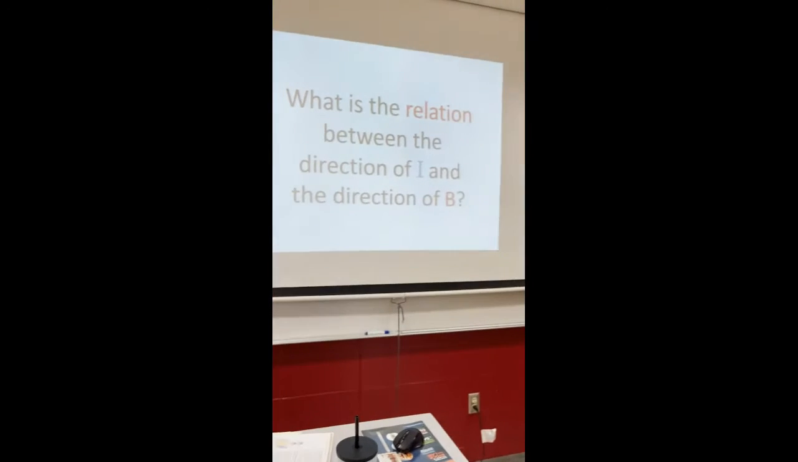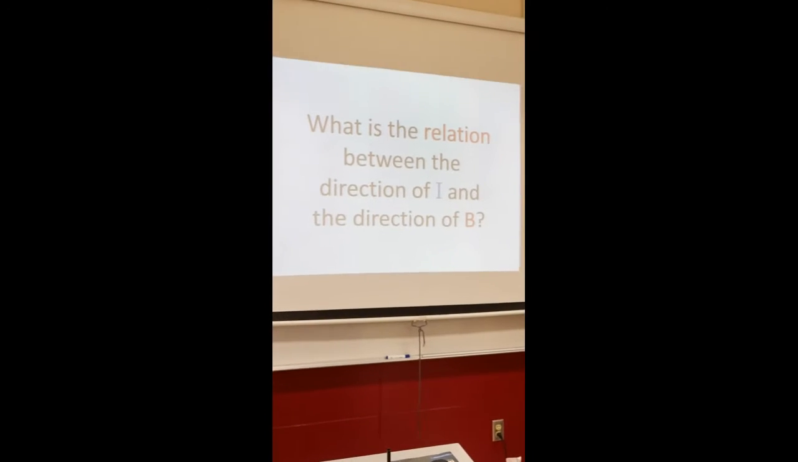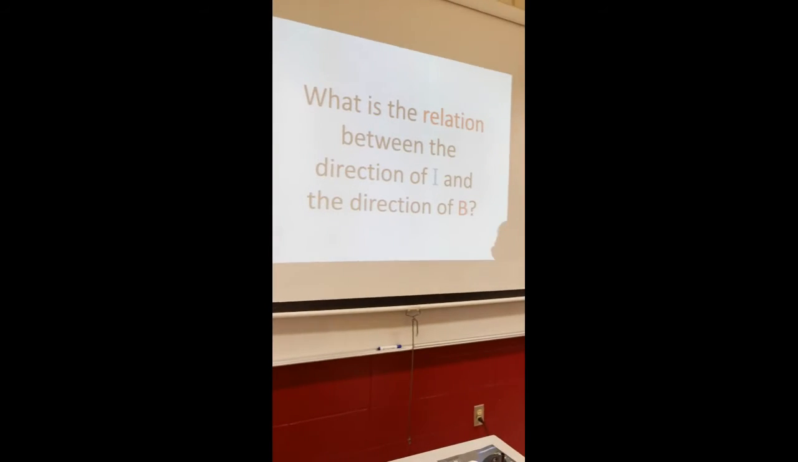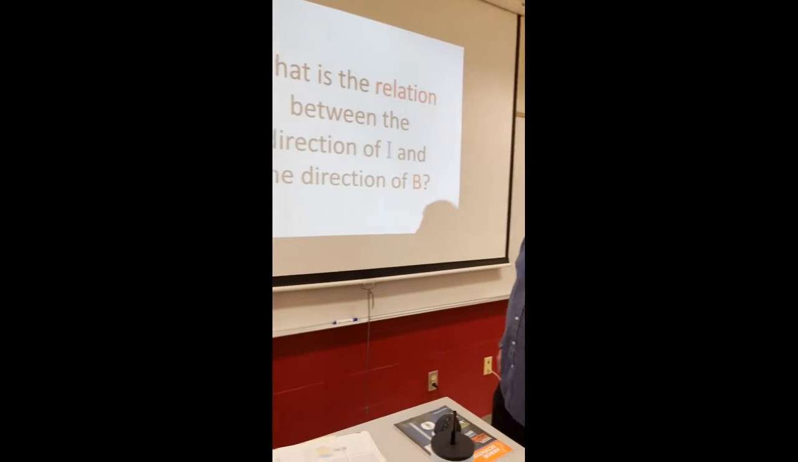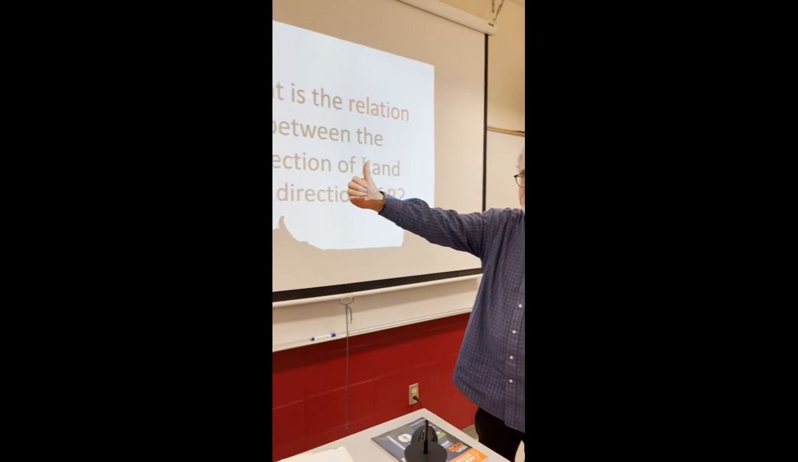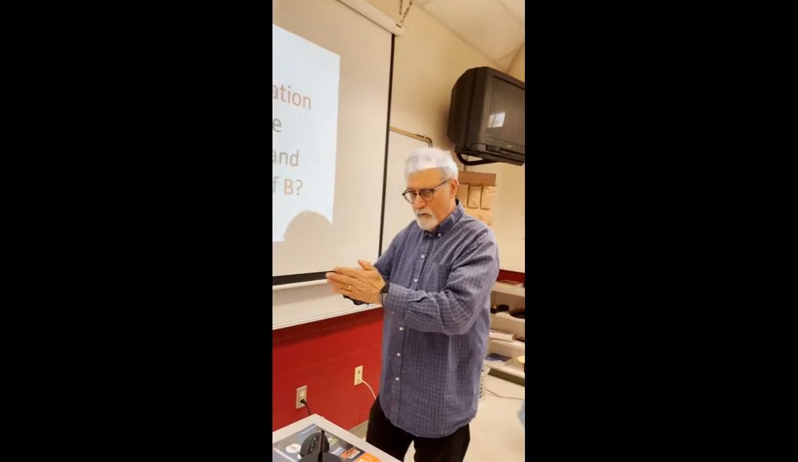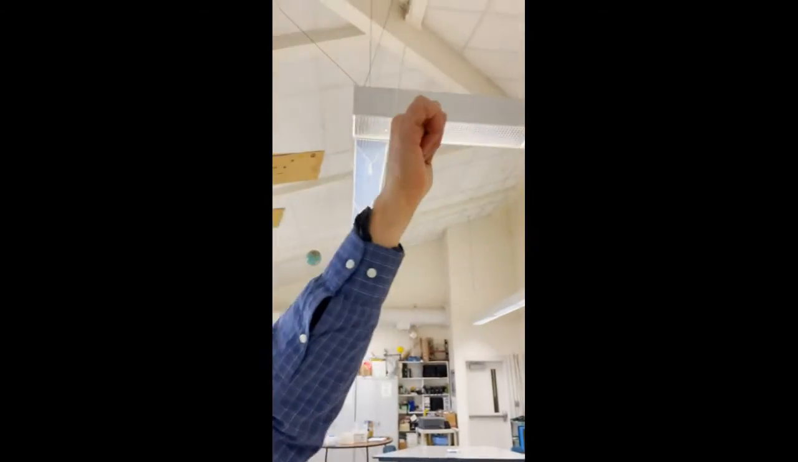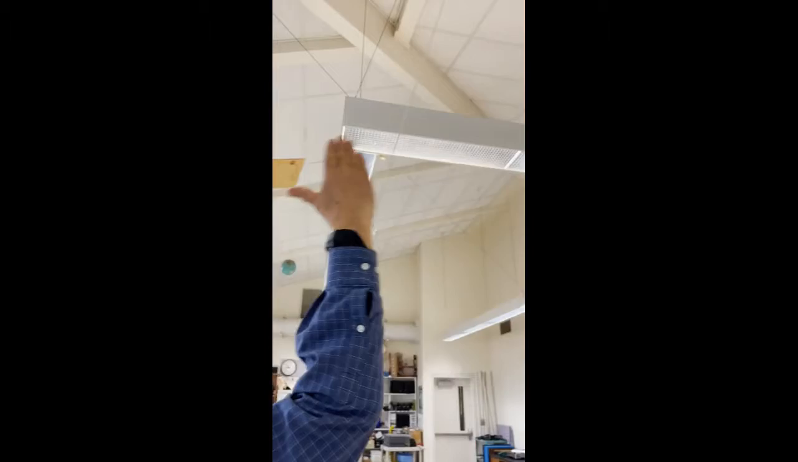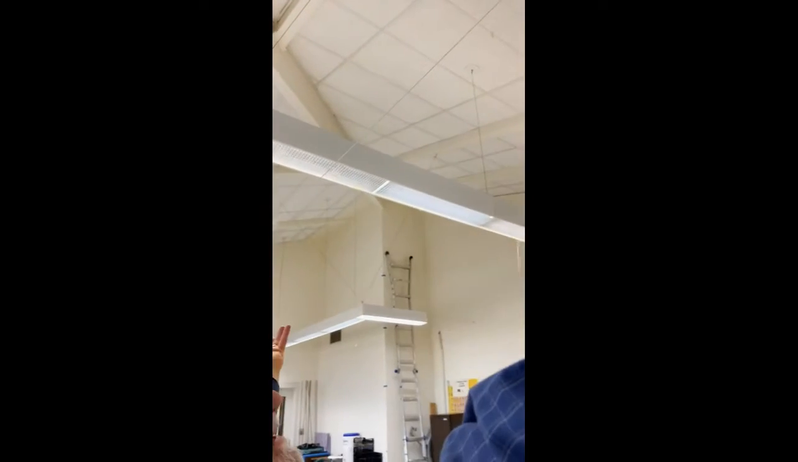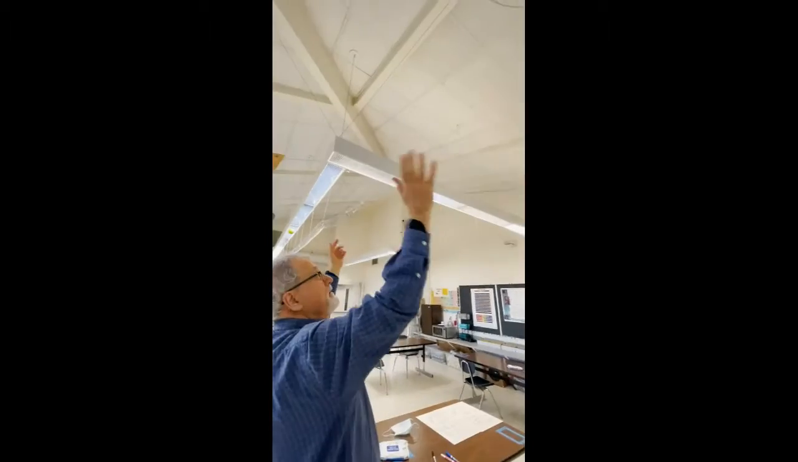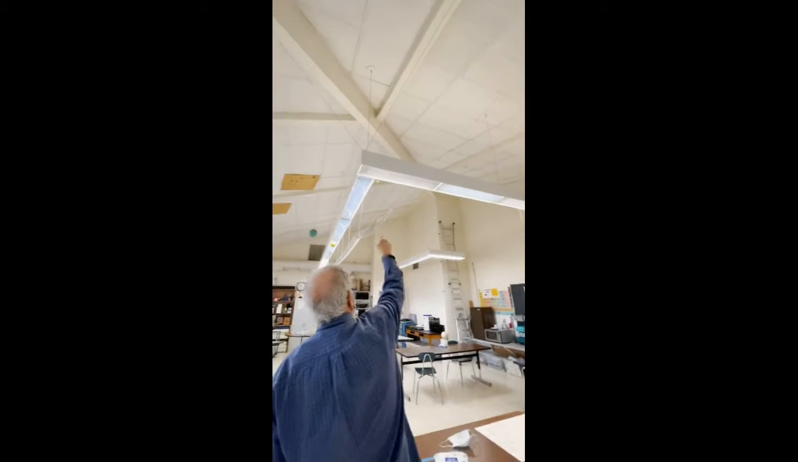What's the relation between the direction of the current and the direction of the magnetic field around a wire? Perpendicular. If this is the wire, then the magnetic field in slices is circular, but it's like a big long sausage. Well, kind of like this.